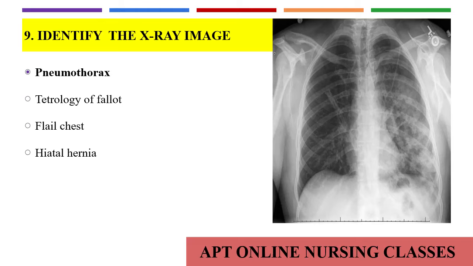Basically, what is pneumothorax? It is a condition of the collapsed lung, also known as a collapsed lung. In a pneumothorax, air leaks into the space between the lungs and the chest wall. Here we can see in the X-ray image the air space is present. So it is the image of pneumothorax.